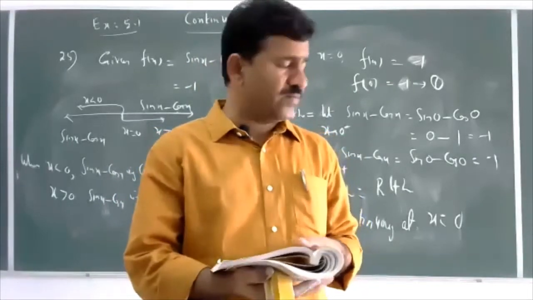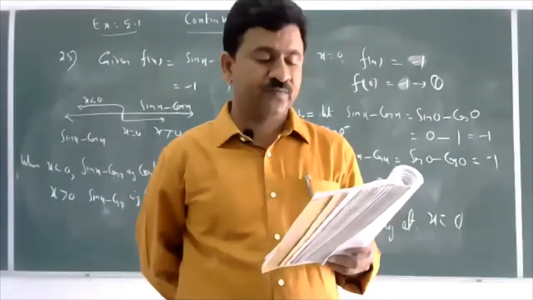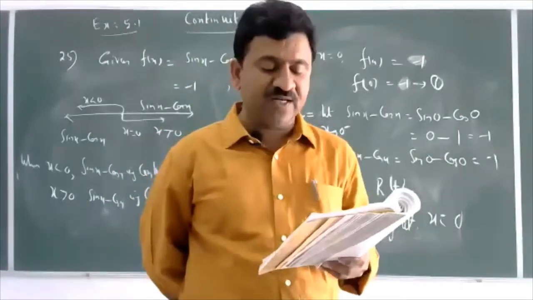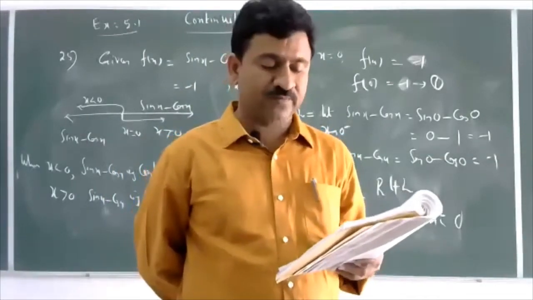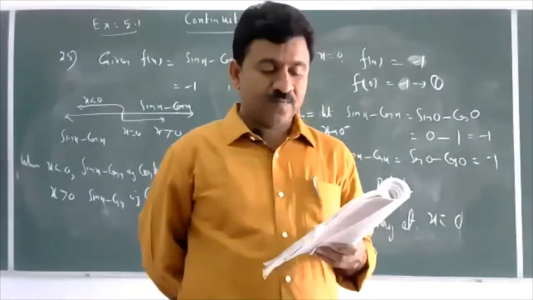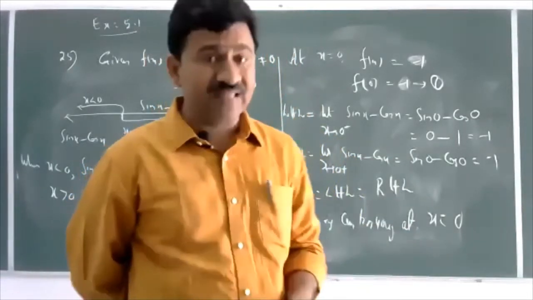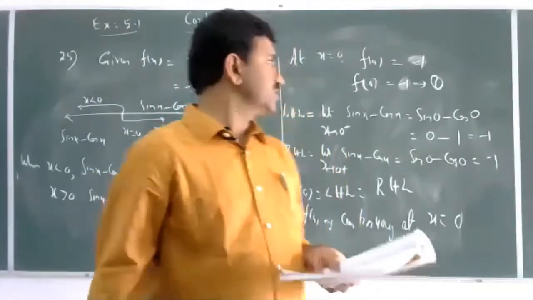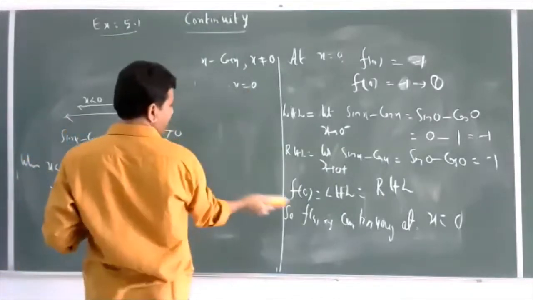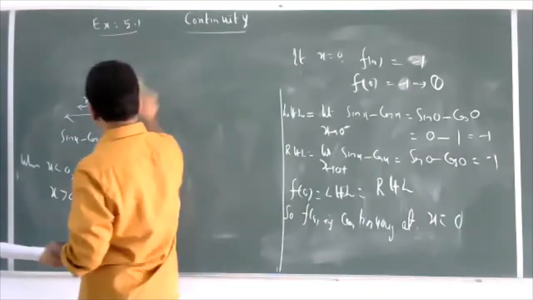Find the values of k so that the function f is continuous at the indicated point. We have to find the k value when it is continuous. So for a continuous function, what formula can we take? Left limit is equal to right limit is equal to function value. We'll use that formula. That's all.